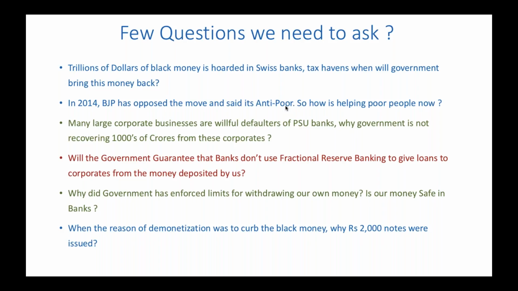Number three, if you read some of the documents, you will see that there are a lot of defaulters, okay, who have taken thousands of crores from the PSU banks and they are not refunding. They are willful defaulters. Now the question is, why is the government not retrieving the loans from the corporates who have taken the loans, and also from individuals? Why? What is the reason?